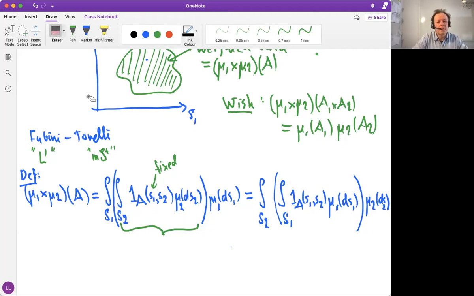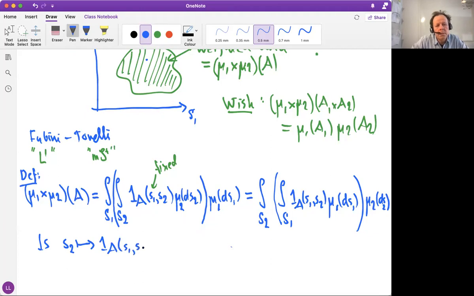And in this sense, the first question is actually, is this map, now we use this notation, S2 is mapped into indicator A, S1, S2. Is this measurable? So is this S2 Borel real line measurable?